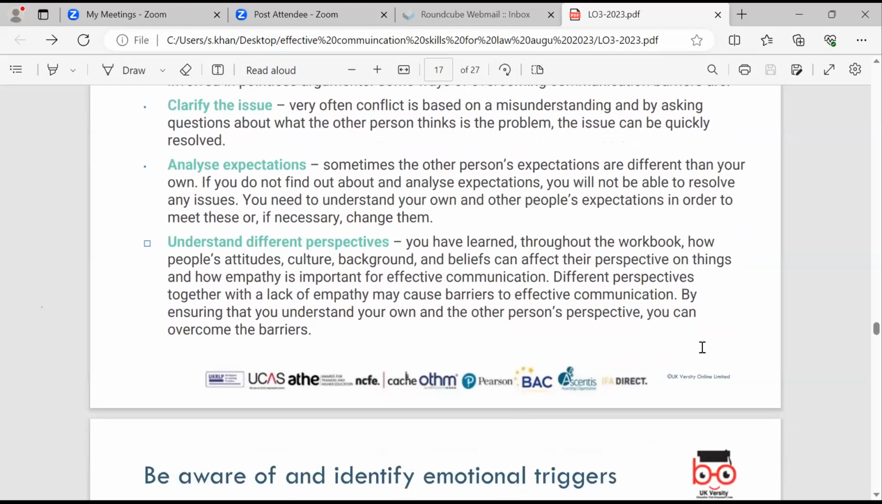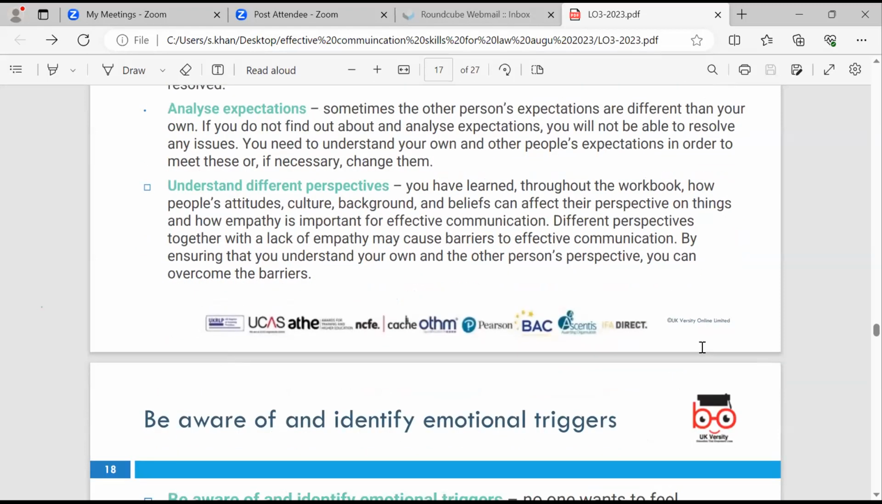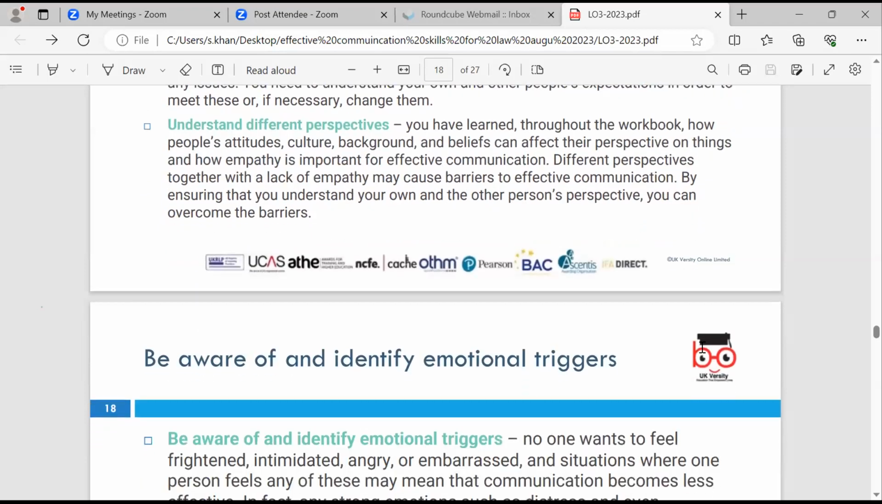Analyze their expectations. Sometimes the other person's expectations are different from your own. If you do not find out about and analyze expectations, you will not be able to resolve any issues. You need to understand your own and other people's expectations. Understand different perspectives. You have learned throughout the workbook how people's attitudes, culture, background, and beliefs can affect their perspective on things, and how empathy is important for effective communication. Different perspectives together with lack of empathy may cause barriers to communication. By ensuring you understand your own and other people's perspectives, you can overcome the barriers.